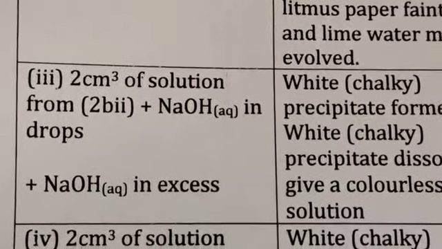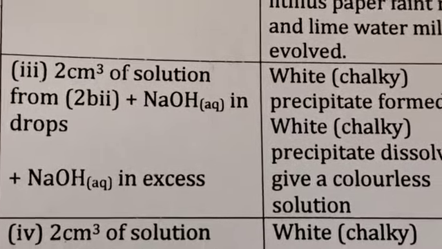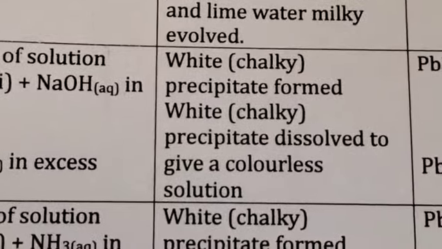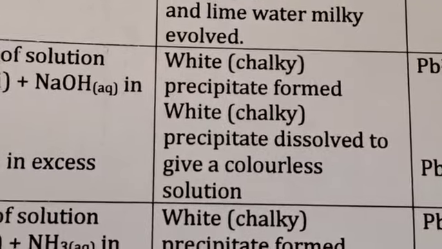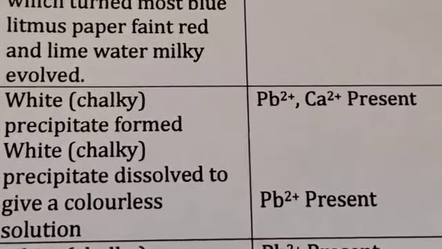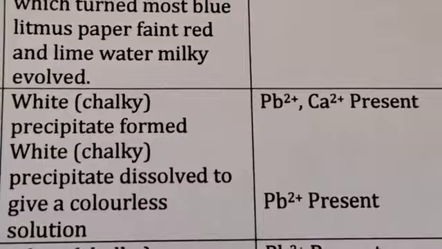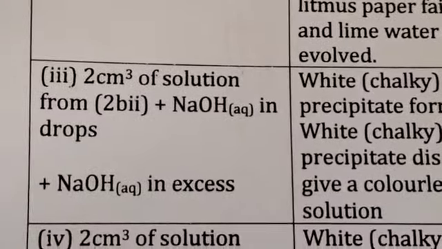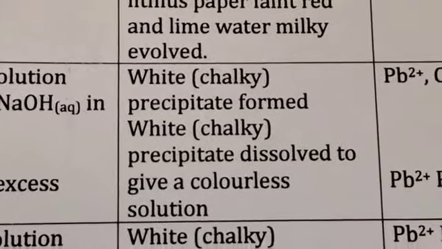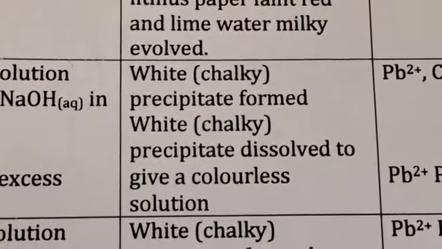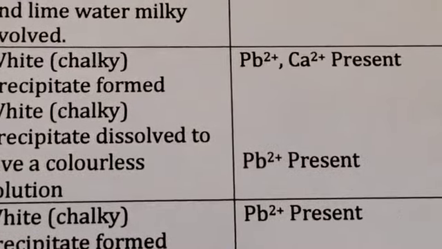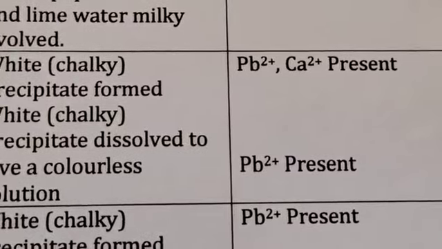III. 2 cm³ solution from 2BII plus NaOH aqueous in drops. Observation: white (chalky) precipitate formed. Inference: lead-2 ion or calcium-2 ion present. Then plus sodium hydroxide in excess. We now have the white or chalky precipitate dissolved to give a colorless or clear solution. Inference: lead-2 ion present. Calcium removed now.